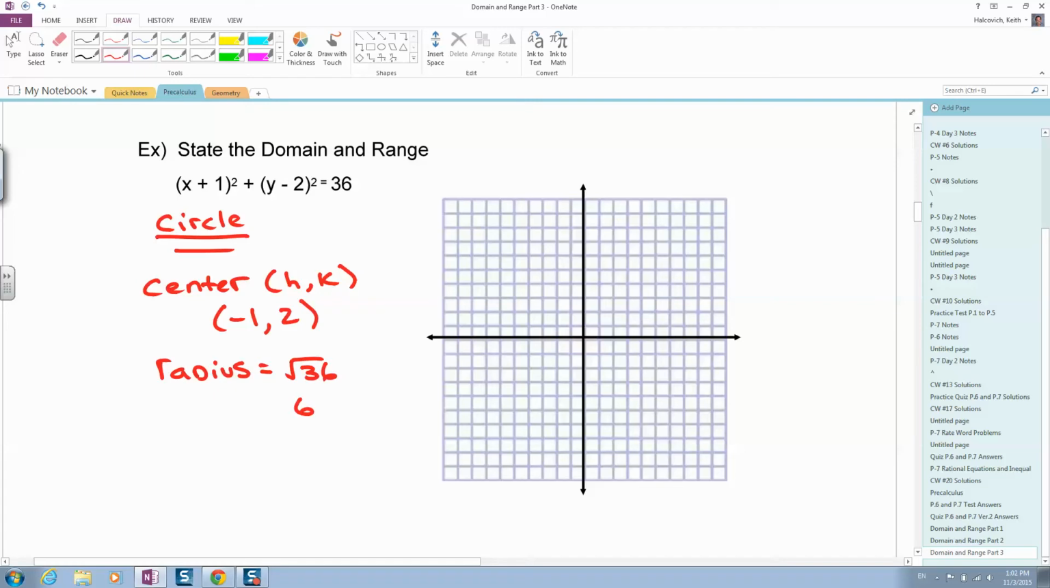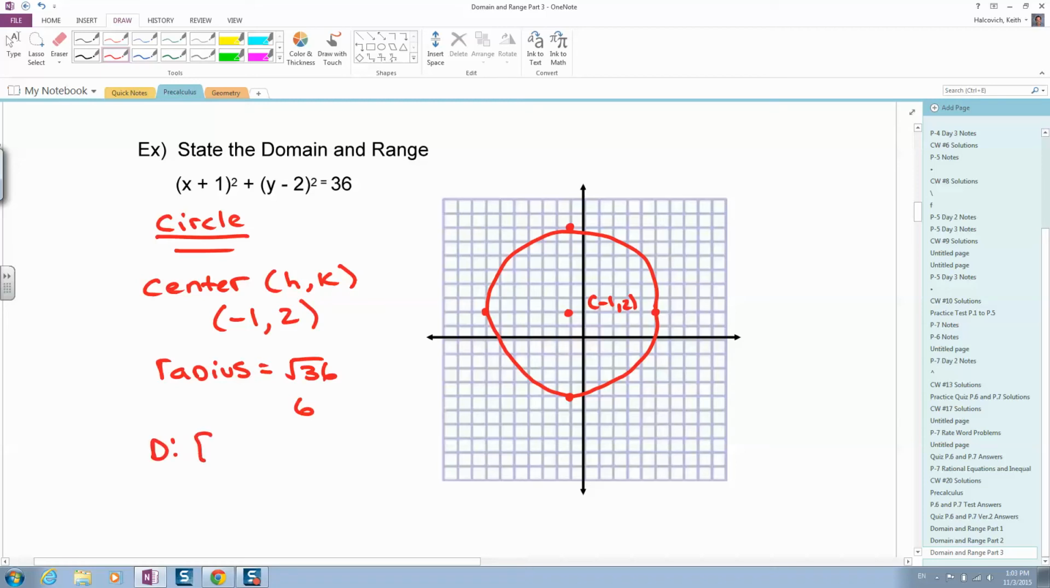So when we graph this, we start at -1, 2, and then we can go 6 in each direction. So 1, 2, 3, 4, 5, 6 up, 6 to the right, and 6 down. So the center is -1, 2. And then there's our circle.